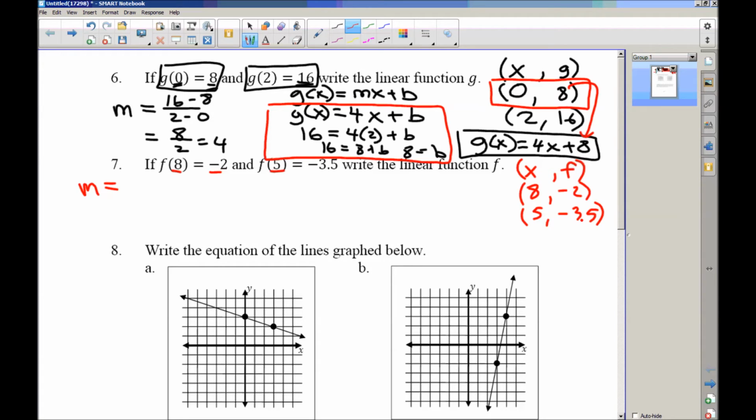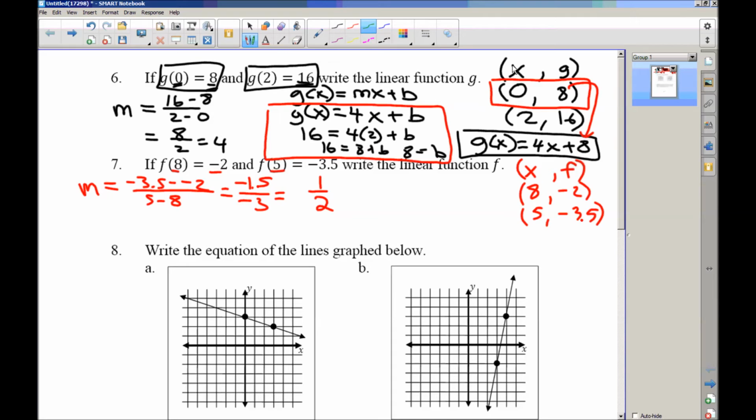So first off, slope. This is negative 3.5 minus negative 2 over top of 5 minus 8. So this is negative 3.5 plus 2, which makes negative 1.5. And 5 minus 8 is negative 3. And if you put those together, 1.5 over 3 is really just the same as 1/2, and the two negatives cancel out. So now I know my slope.